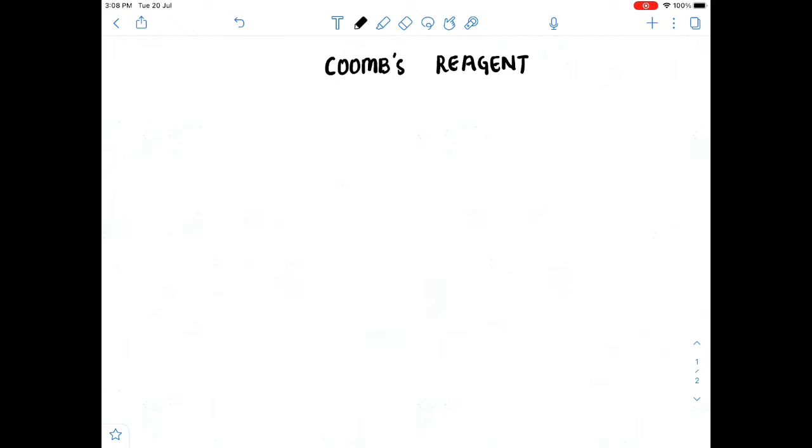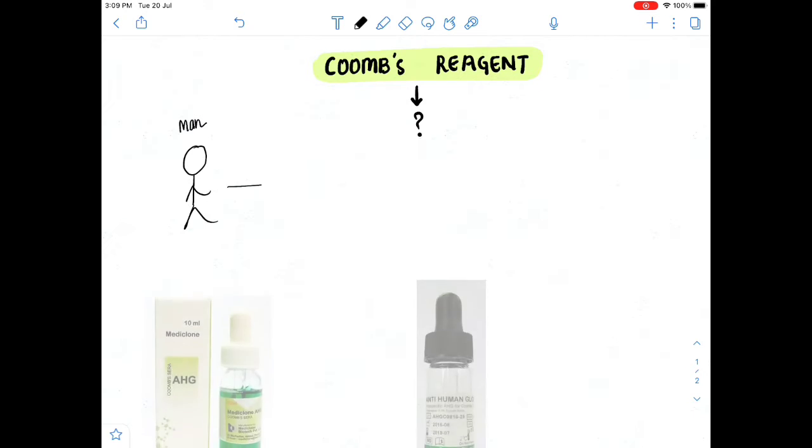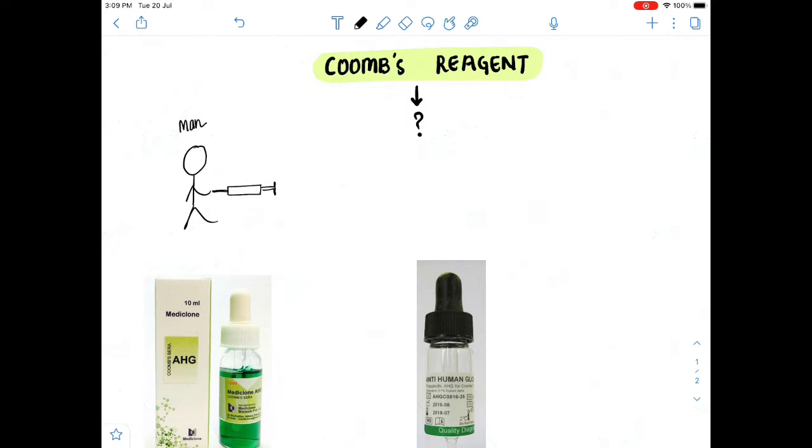There is one thing similar between these two types of tests, which is the Coombs reagent. Let's find out what the Coombs reagent is and how it is produced. So basically, Coombs reagent is nothing but the anti-human globulins, which is produced inside an animal. Let's find out how it is produced.